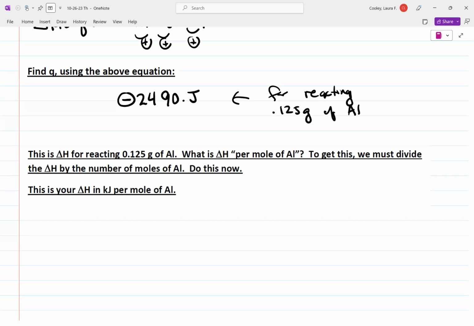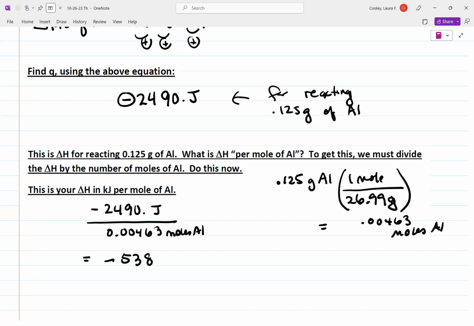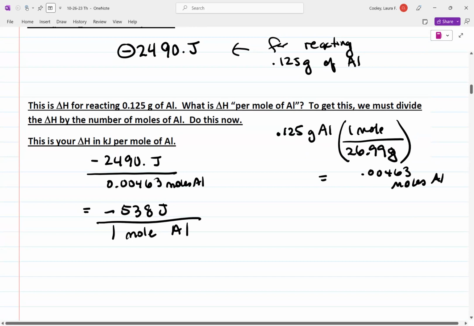And now that's for reacting 0.125 grams of aluminum, but I want to know what is delta H per mole of aluminum. So I simply have to divide by the number of moles of aluminum, which is a simple conversion from grams to moles. 26.99 grams to 1 mole. And that comes out to 0.00463 moles of aluminum. So here's the delta H divided by the number of moles, and that comes out to negative 538 joules per 1 mole of aluminum. So that is the delta H per mole for that reaction.